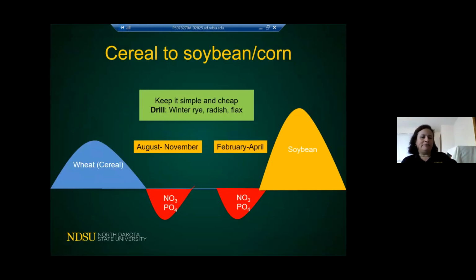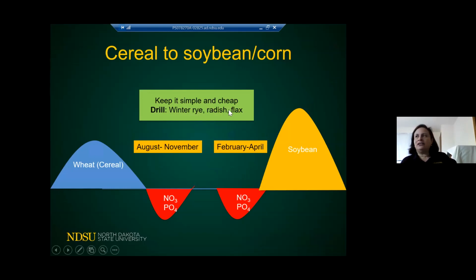So I made these diagrams to try to simplify the different sequences and what you're going to do about it. So from cereal to soybean or corn, especially from cereal to soybean, you want to keep it simple and cheap, right? Especially if you're not going to graze it, all your interest is soil health, keep it as simple and cheap as you can. This is not the only one, but winter rye is very important to have in the mix when you have soybean as the next crop, because if it's too wet in the spring, you need something to dry up the water so you can plant the soybean.